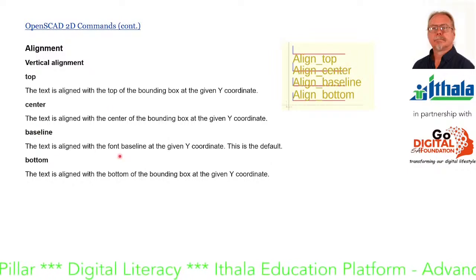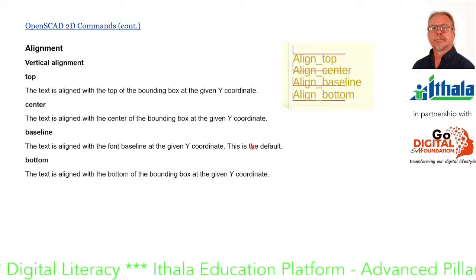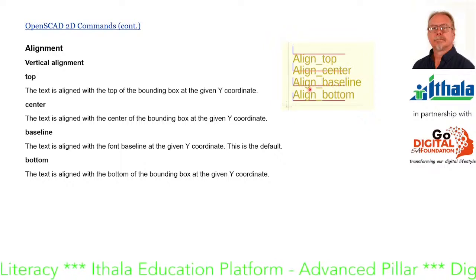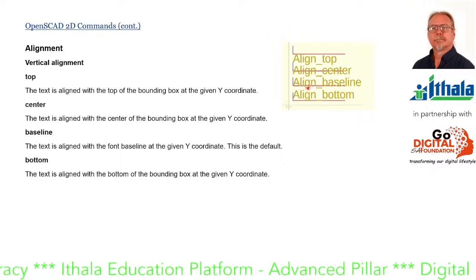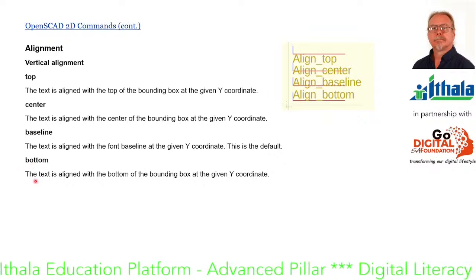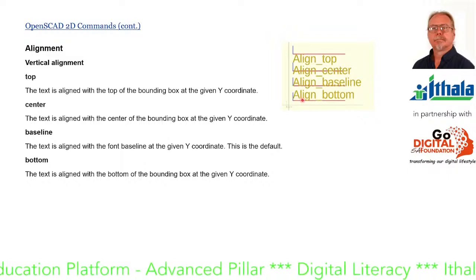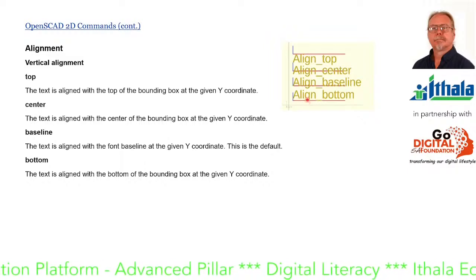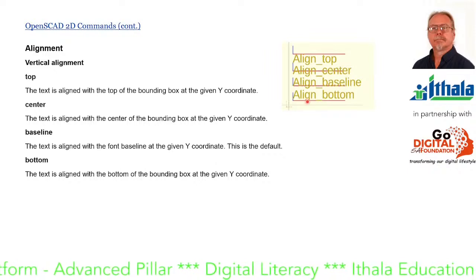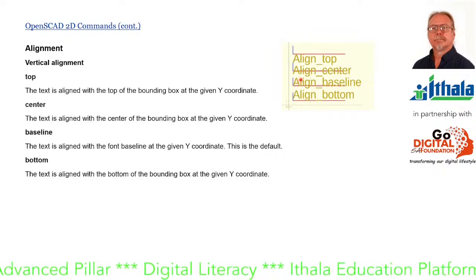Baseline, the text is aligned with the font baseline at the given y coordinate. Again, this is the default. So here it's aligned at the bottom, but you'll see letters like G, lowercase g, go below the line. And finally, bottom, the text is aligned with the bottom of the bounding box at the given y coordinate. So here even the G has been shifted so that it's on the bottom line. The default is baseline, and this is usually the best one to go with.